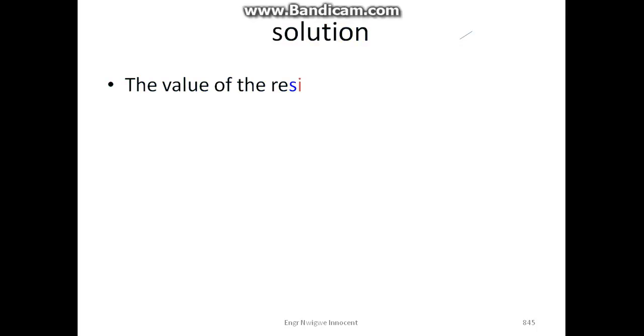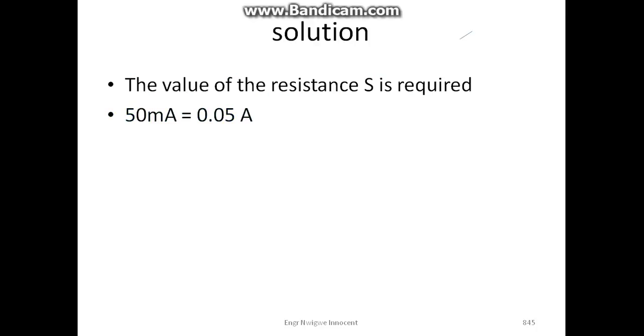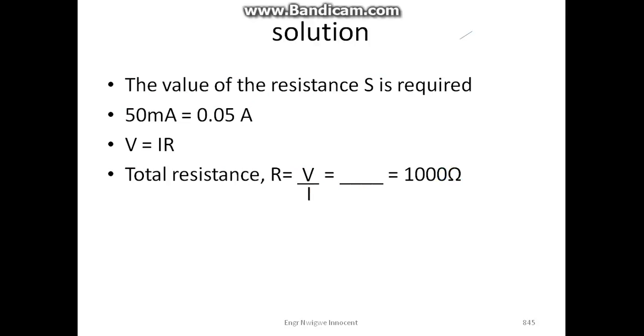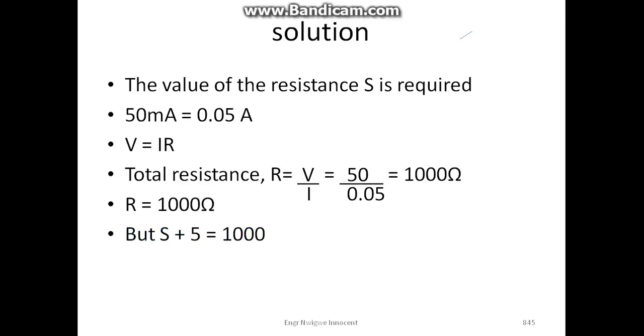Solution. The value of the resistance S is required. 50 milliamp is equal to 0.05 amp. V is equal to IR. Total resistance R is equal to V over I, which is equal to 50 over 0.05, which is equal to 1000 ohms. R is equal to 1000 ohms, but S plus 5 is equal to 1000. Making S the subject of the formula, we now have 1000 minus 5, which gives 995 ohms.